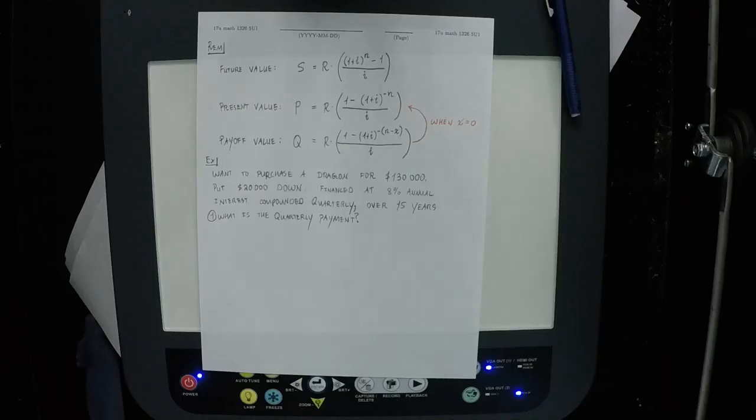Okay, and if it had been compounded every 2 months, then we'd have to pay every 2 months, etc. Okay, what is the quarterly payment? So in the first place, which formula are we using? Present value. Why are we using the present value formula?